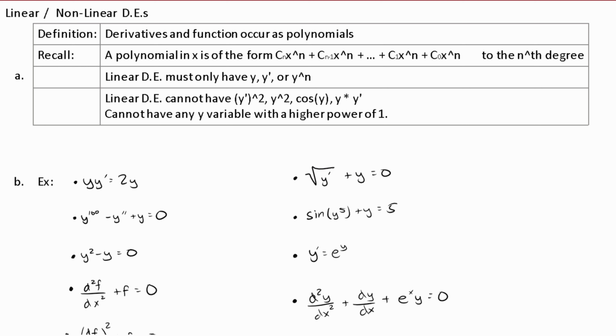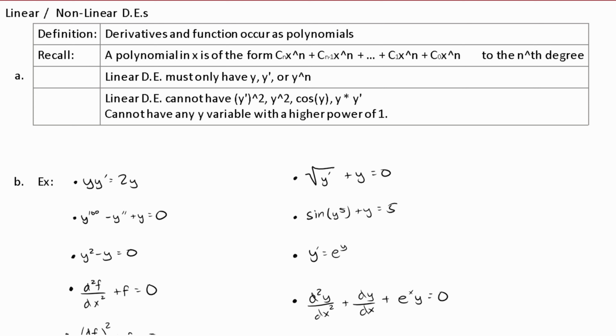Now, a linear differential equation must only have y prime, or y raised to the nth power. A linear differential equation cannot have something like y prime raised to 2, or y raised to 2, or cosine of y, or y times y prime. It cannot have any y variable with a higher power of 1, so the polynomial part kind of kicks in.